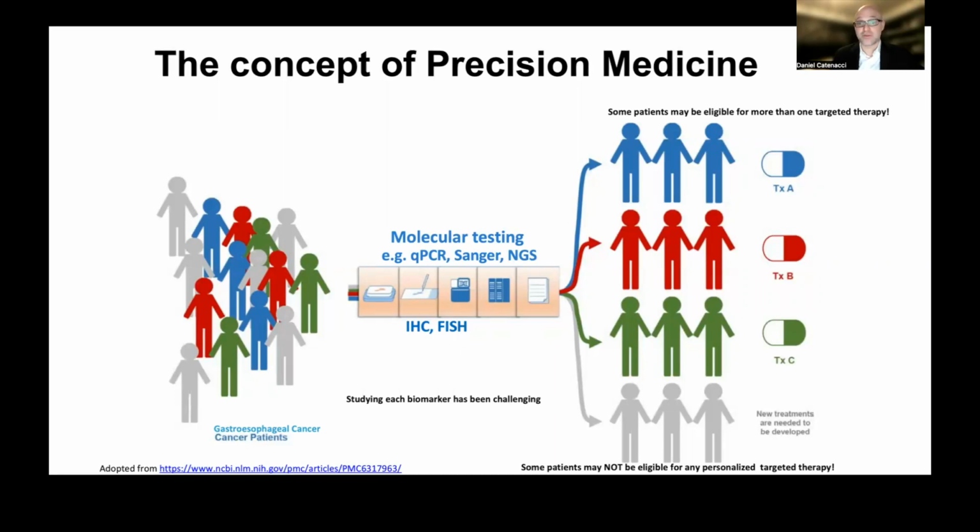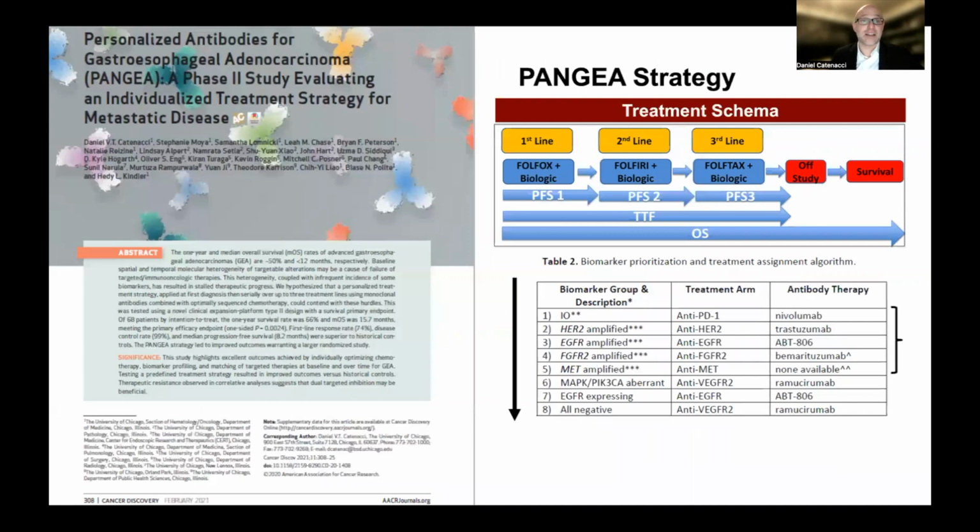So now I'm going to introduce you to a study that we did called Pangea, which is personalized antibodies for gastroesophageal adenocarcinoma. And I'll take you through it to show the rationale on how we try to address each of these issues. So first, just to start, when we get to clinical trials, biostatistics, and talking about treatment therapy in each line of therapy, this will become more apparent.